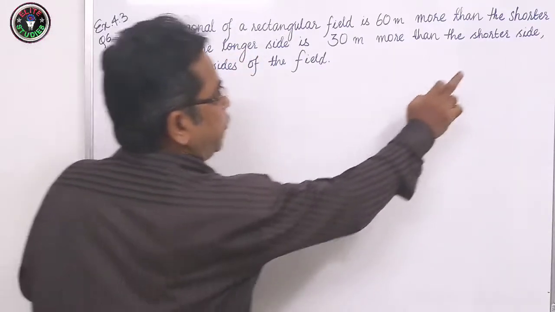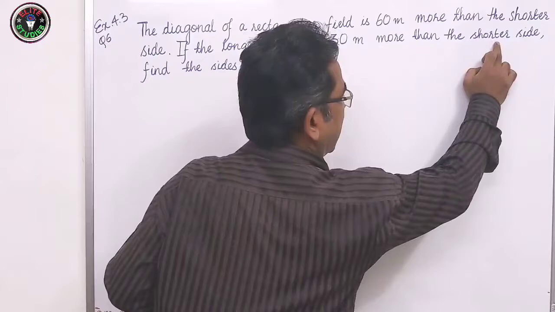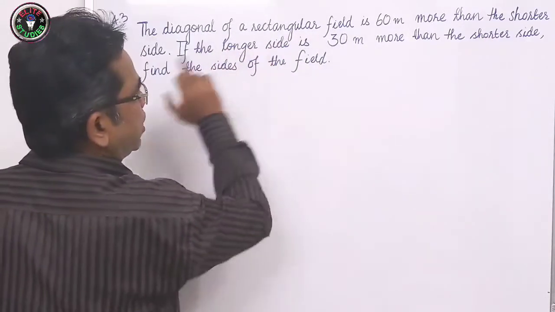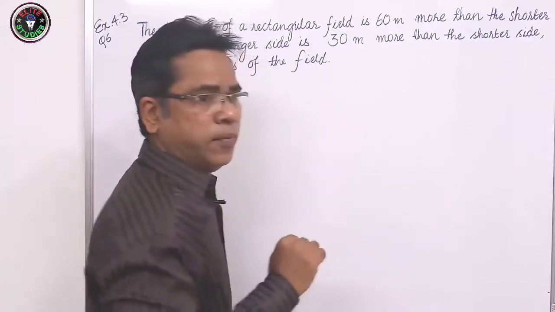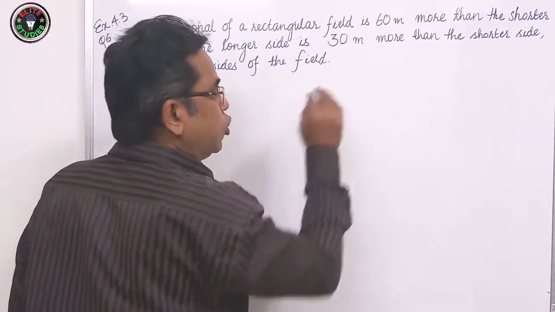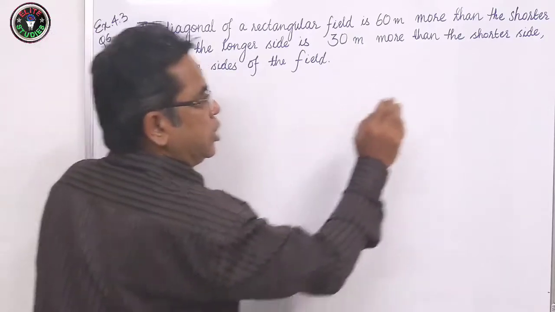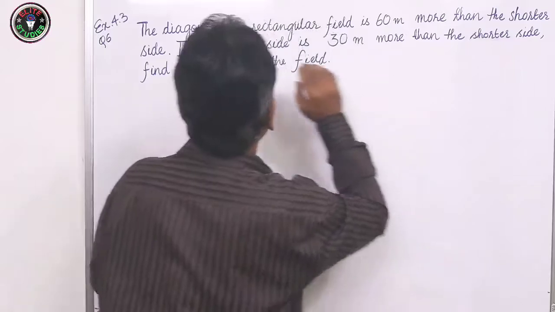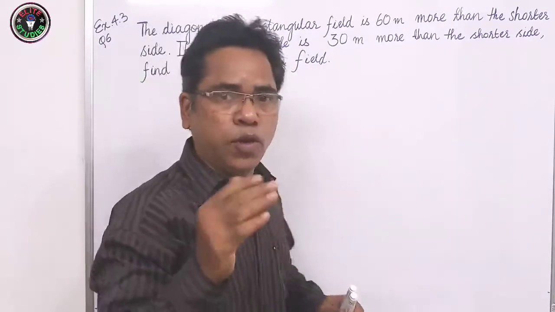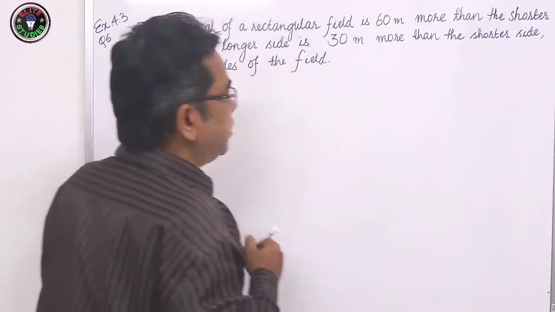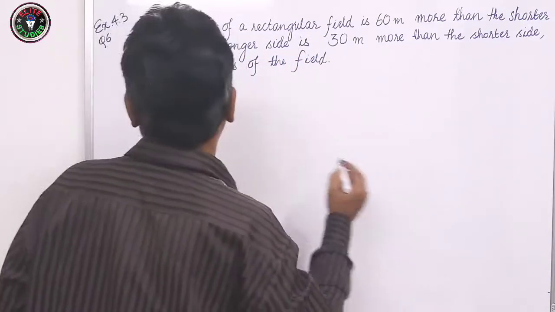Because if the shorter side is known, then we can easily get the longer side by adding 30, because the longer side is 30 more. So our job is to get the shorter side. Once you get the shorter side, the longer side will be known to us. That's it. So let us take the shorter side as x.